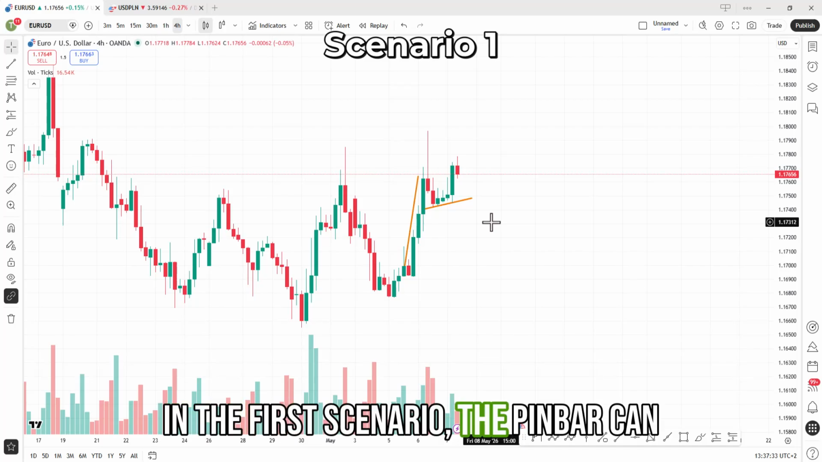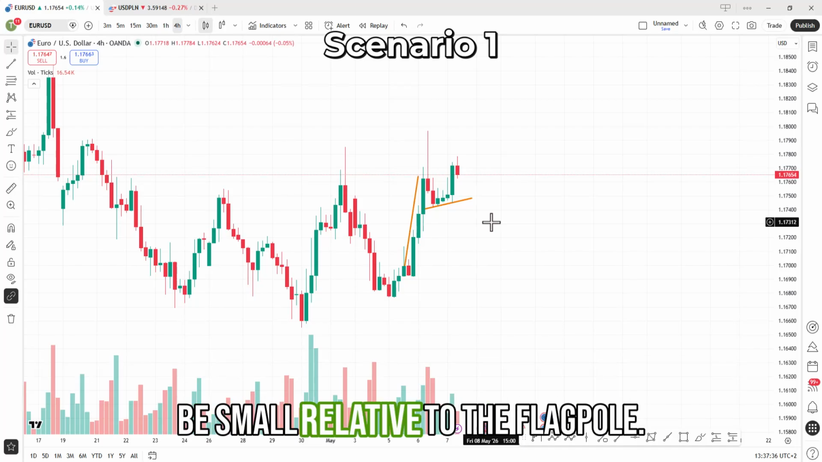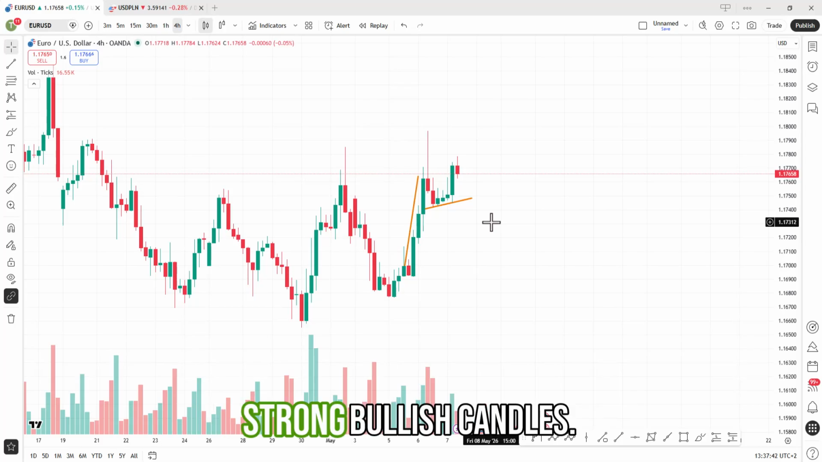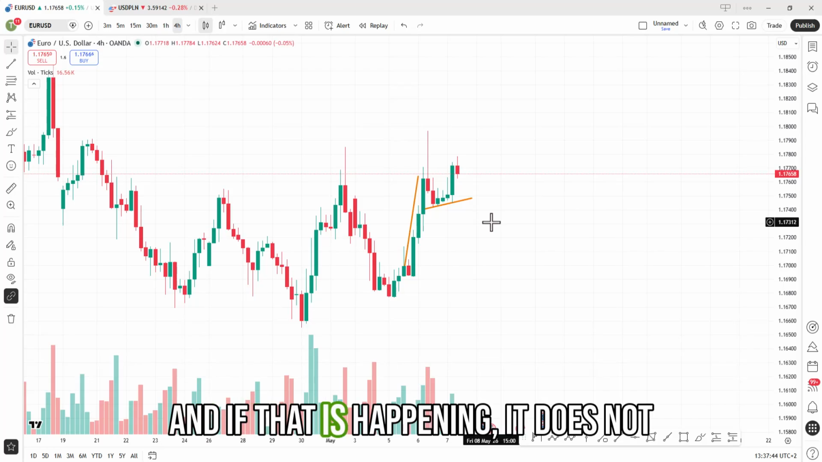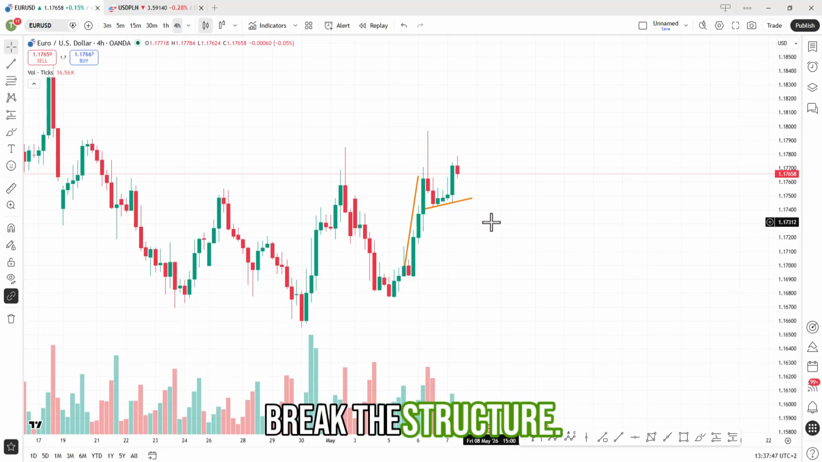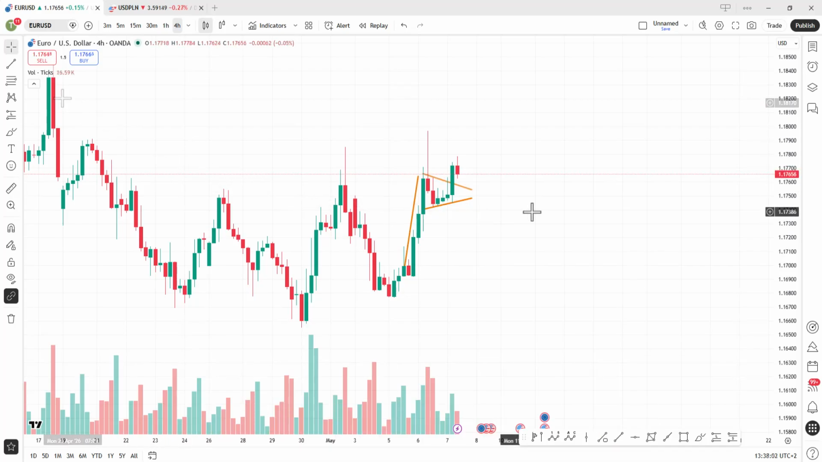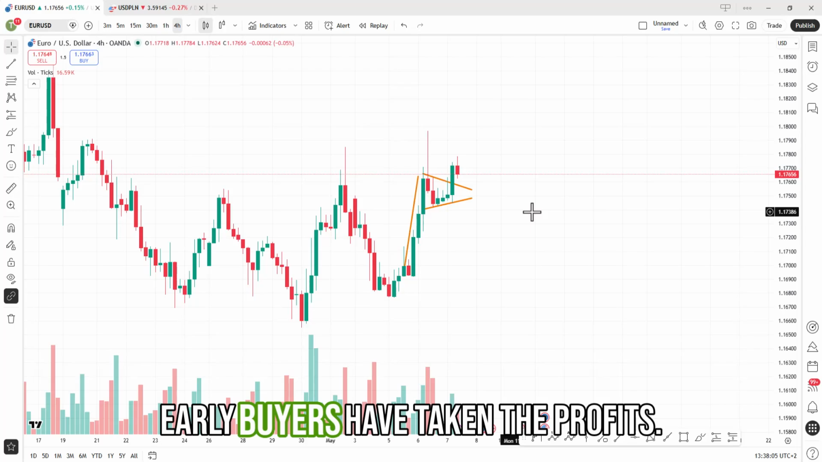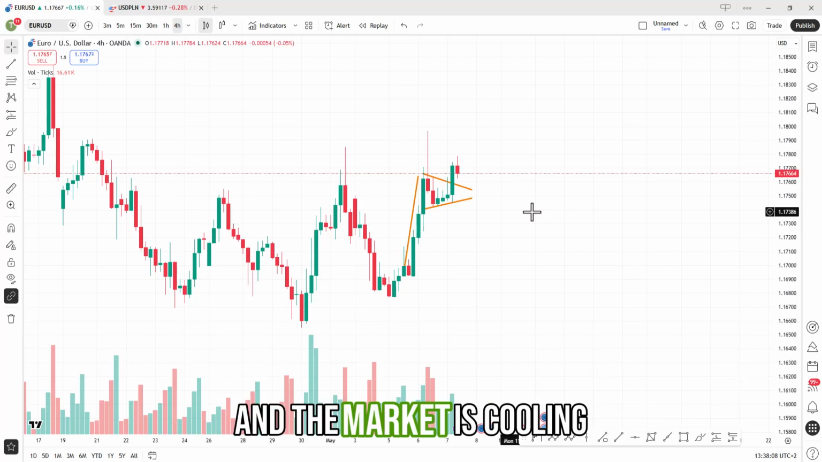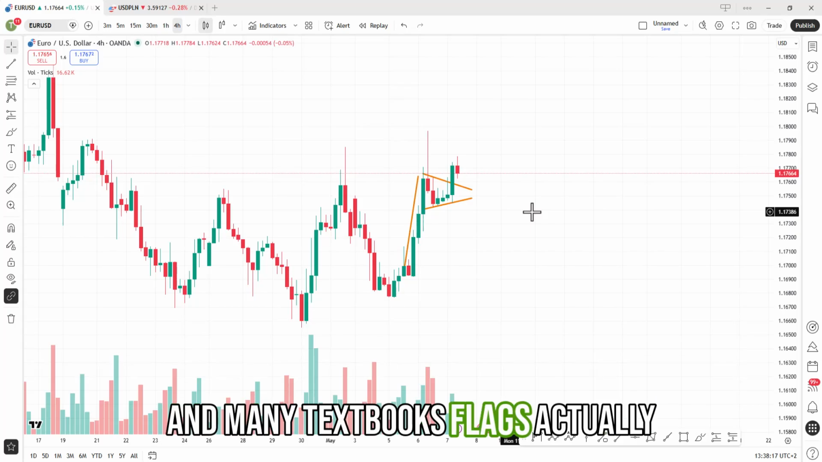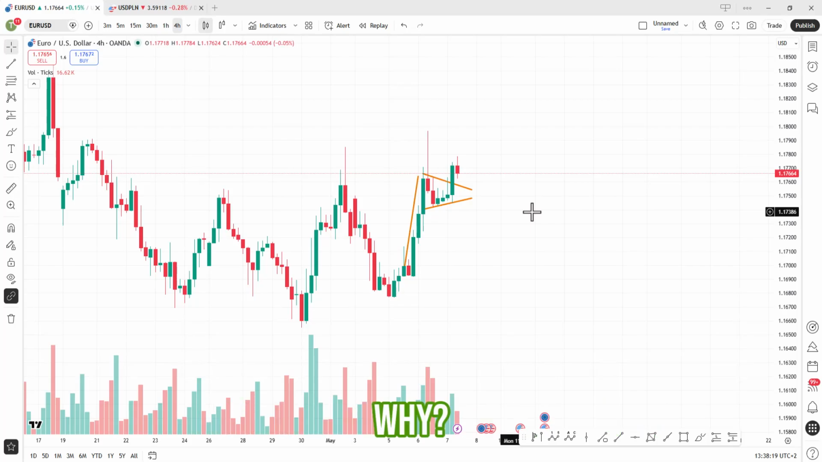In the first scenario, the pin bar can be small relative to the flagpole. It can be visible after multiple strong bullish candles, and if that is happening, it does not break the structure. And then following the pin bar, you see a consolidation instead of a collapse. What has happened here is that early buyers have taken the profits and the market is cooling momentum. This often becomes the perfect flag start. And many textbook flags actually begin with a rejection candle. Why? Because markets rarely move in straight lines.